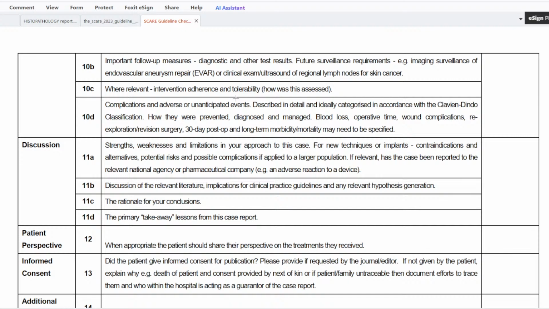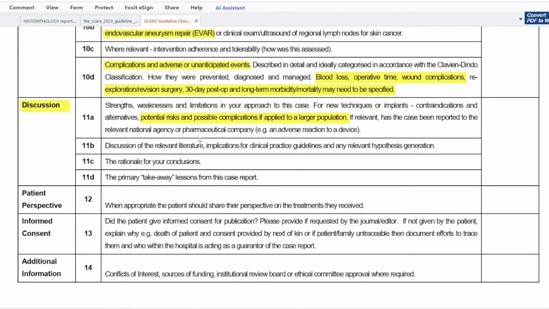If relevant, has the case been reported to the relevant national agency or companies, pharmaceutical companies, for an adverse reaction? Discussion of the relevant literature, discussion of the implications, theoretical, practical, guidelines, and any relevant hypothesis generation. The rationale of your conclusions. The primary take-away lessons from the case report.